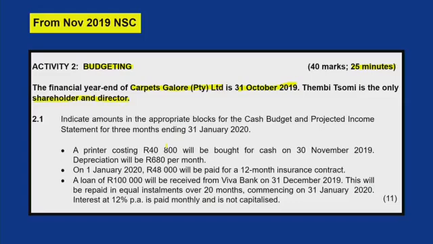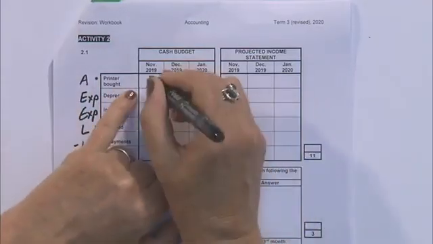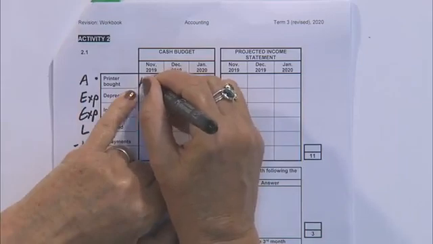If we look at the slide, I know that a printer that's bought might not be used yet, but if it's bought for cash, I will have to show it. So in other words, the 40800 will be paid in November. So there, in November, printer bought, I must write 40800.